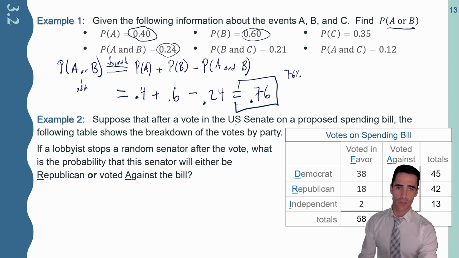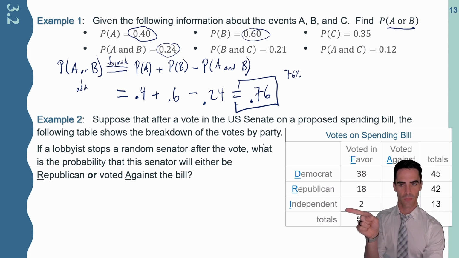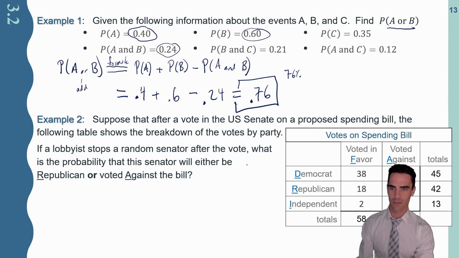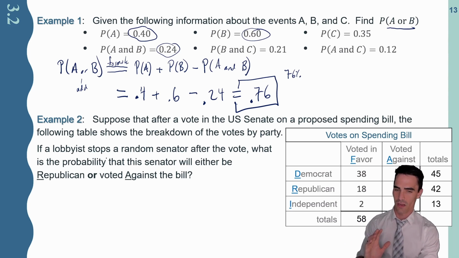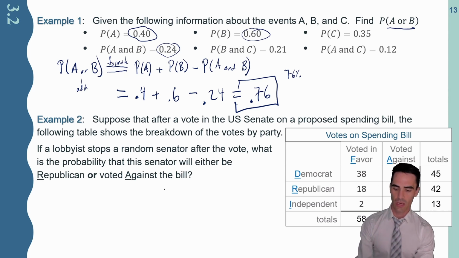Suppose that after a vote in the U.S. Senate on a proposed spending bill, the following table shows the breakdown of the votes by party. I'm in the way a bit, but you can see there's Democrat, Republican, Independent, and then above, voted in favor or voted against. So let's say a lobbyist randomly stops a random senator after the vote. What is the probability that this senator will either be Republican or voted against the bill? And so, with "or", we're looking for a union between these two.